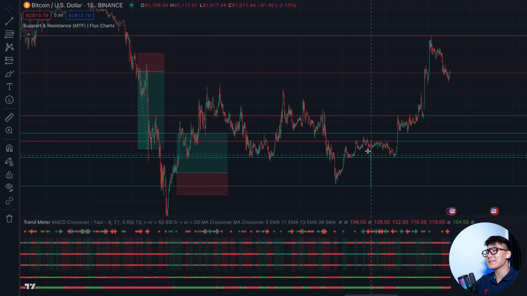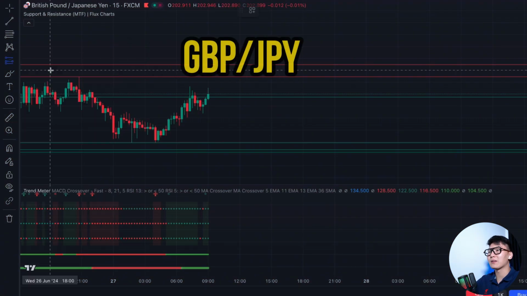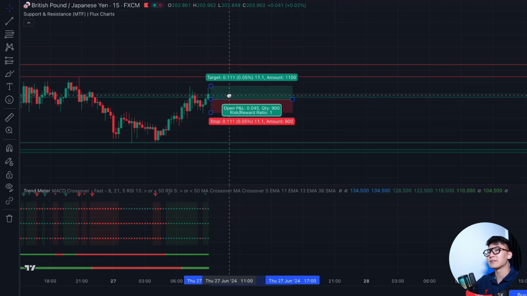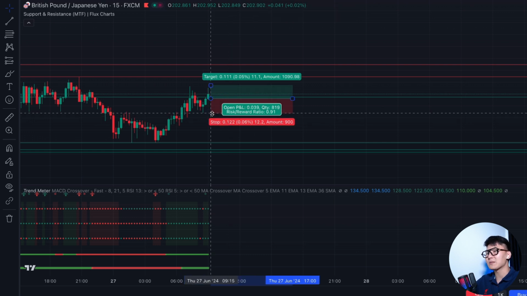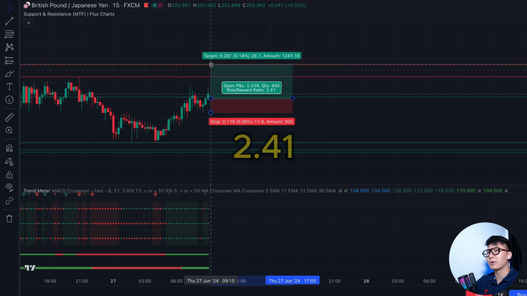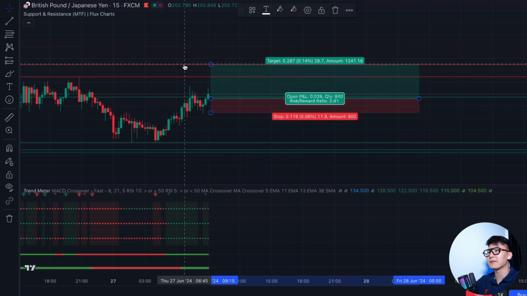So let's analyze and pick the first currency pair. GBP JPY currency pair. I got a signal to open a long position, and let's do that right away. The entry point will be here, and I'll place the stop loss at the previous local minimum. I set my take profit at this direction line. My risk-reward ratio is 2.41. All the conditions for the trade entry are met, and let's see the result of this long position.